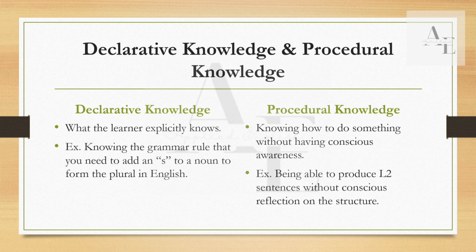Then from information processing, we have another two terms, which are declarative knowledge and procedural knowledge. Declarative knowledge is what the learner explicitly knows. For example, knowing the grammar rule that you need to add an s to a noun to form the plural in English, like dog, dogs. When you know this grammar rule, it's declarative knowledge. Procedural knowledge is knowing how to do something without having conscious awareness. For example, being able to produce L2 sentences without conscious reflection on the structure. So when you start producing L2 sentences, or in our case English sentences, without focusing consciously on the grammar or the structure, it's called procedural knowledge. It's done without conscious effort. Declarative knowledge comes before procedural knowledge, so procedural knowledge comes after.